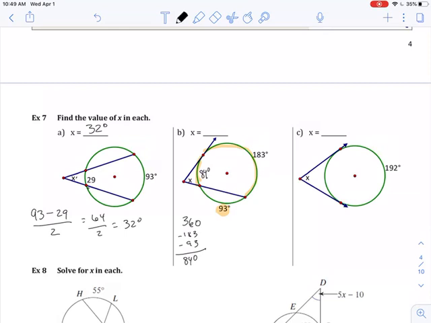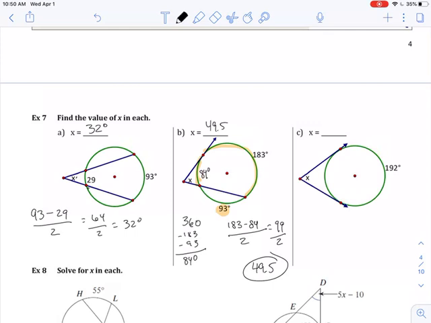And then we're back using our same pattern we've been using. So 183 minus 84 divided by 2. That ends up being 99 divided by 2, which will come out to 49.5. So x is 49.5.